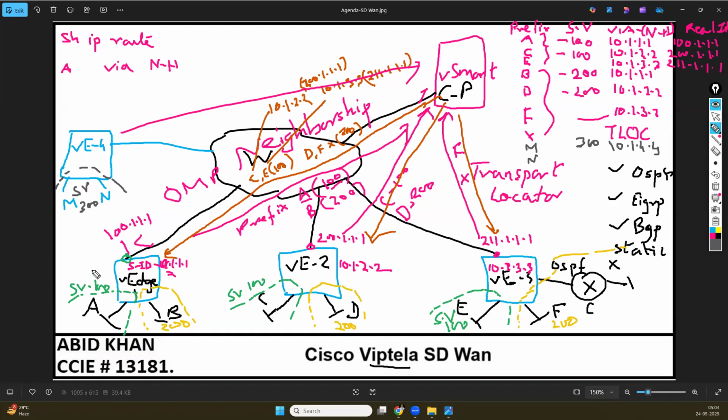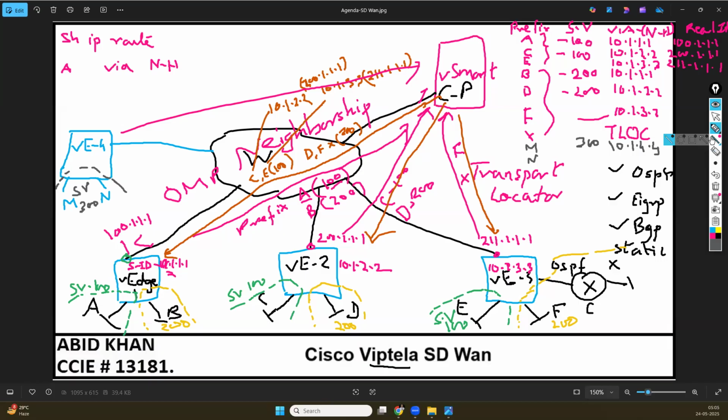Yeah. All right. Thanks. So this is OMP. OMP neighborship is there only with vSmart. Managers don't have it. And once they learn about each other's routes, then ultimately how will the data flow? Suppose a user in segment A wants to communicate with a resource, it is trying to access a server in segment E. How will user A be sending the data? How will the data go? There, first of all, there will be what? An IPsec tunnel.